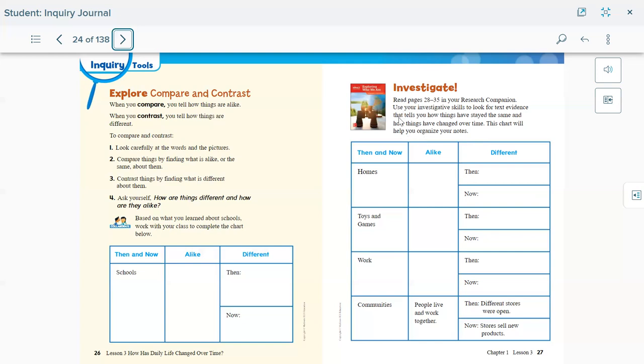Okay, over here, we're gonna listen to some reading and we're gonna use the information we're gonna read about to complete that chart. So we're comparing then and now. We're gonna see homes, toys and games, work and communities. We're gonna see alike and we're gonna see different. All right.